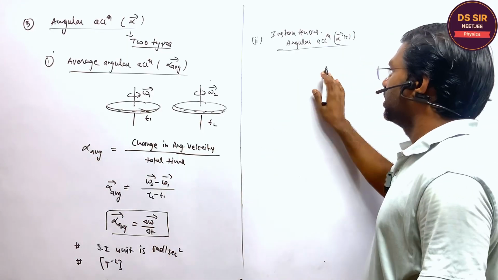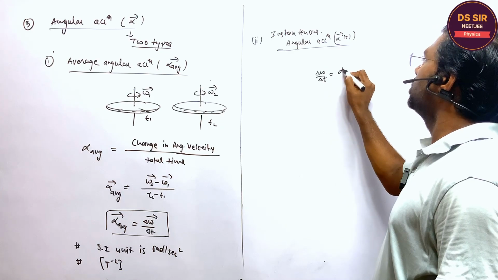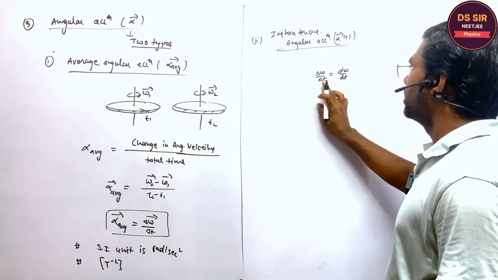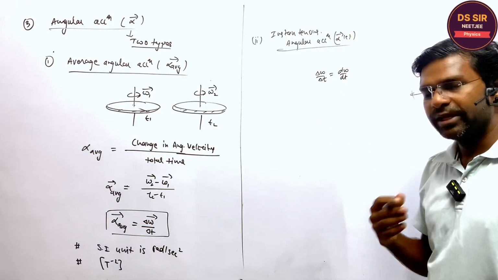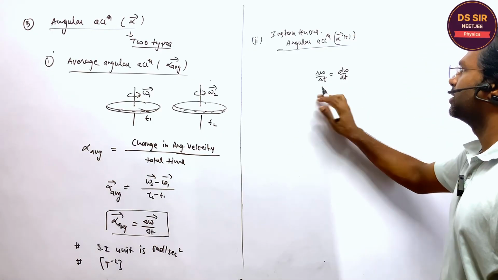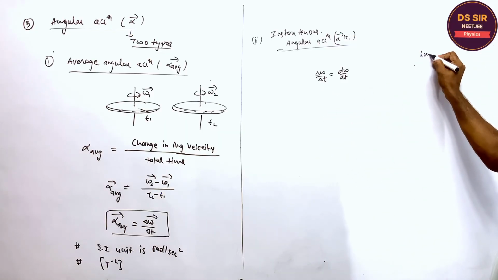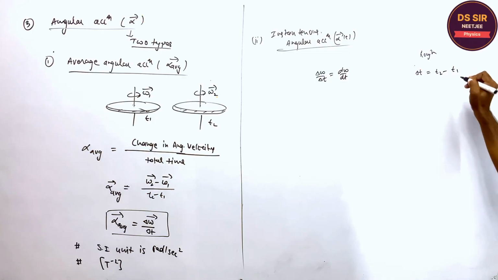Listen one thing. Delta omega upon delta t becomes d omega upon dt. What is the difference between delta t and dt? I suppose that you understand, but still I will explain. In the rough, you can write: delta t means t2 minus t1.